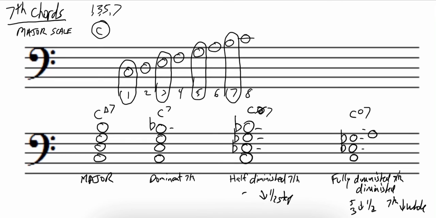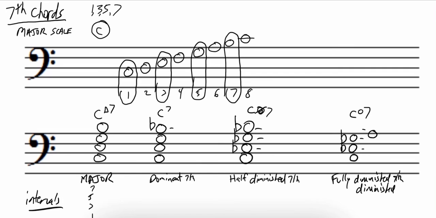Some people like to learn these chords based on the interval between each of the notes of the chord. So let's go over that. For the major seventh chord, the interval between the first and the third is a major third. The interval between the third and the fifth is a minor third. The interval between the fifth and the seventh is a major third.